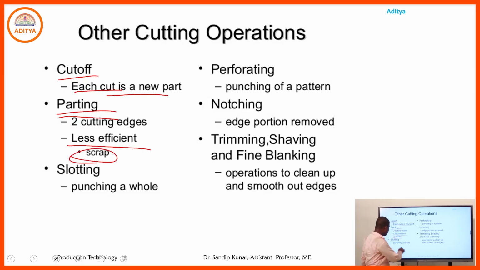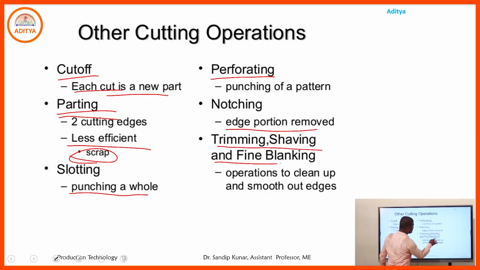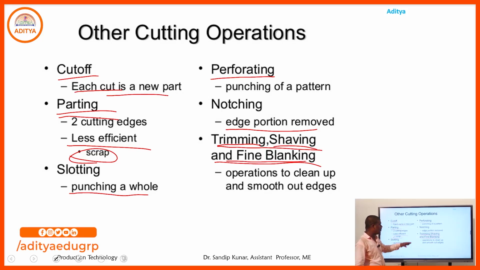Then slotting: punching a hole is called slotting. Perforating means preparing a pattern. Notching means the edge portion of the metal sheet is removed. Trimming, shaving and fine blanking are operations used to clean up and smooth the cutting edges.